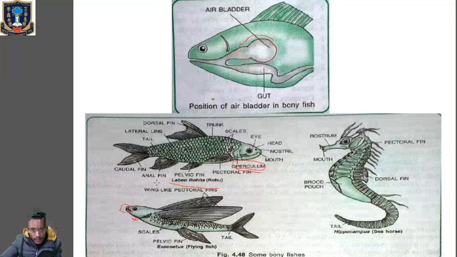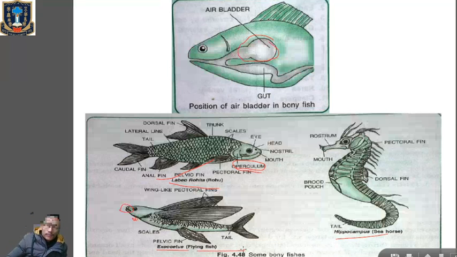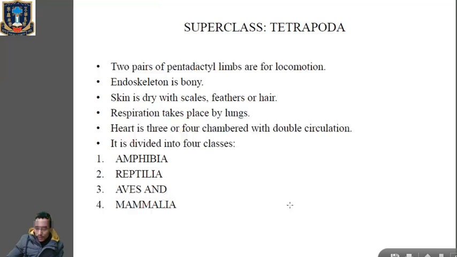Examples: Labeo rohita, Hippocampus the seahorse, Exocoetus the flying fish, and even Catla. Okay, so these are the examples of bony fishes. Now let's go to the next superclass, that is Tetrapoda, and this superclass Tetrapoda is on page number 4.62.